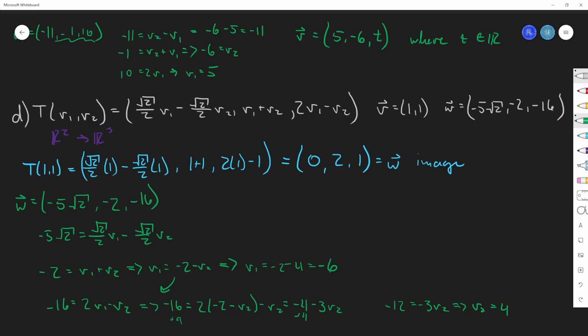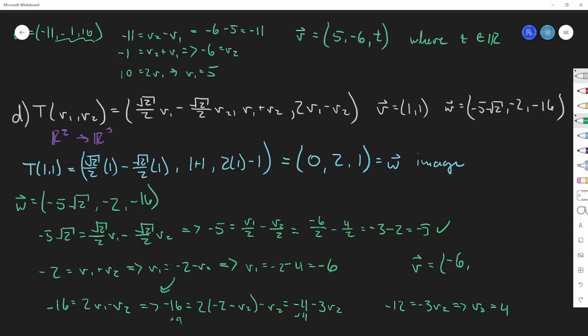Yeah, negative 6. And then we can double check with this one where, if we multiply both sides by root 2, we'll have negative 5 is equal to v1 over 2 minus v2 over 2. Plug in numbers, because we like numbers. What's our v1? Negative 6 over 2 minus 4 over 2. Negative 6 over 2 would be negative 3 minus 2, which is negative 5. This checks out. That means our v1 is equal to negative 6.